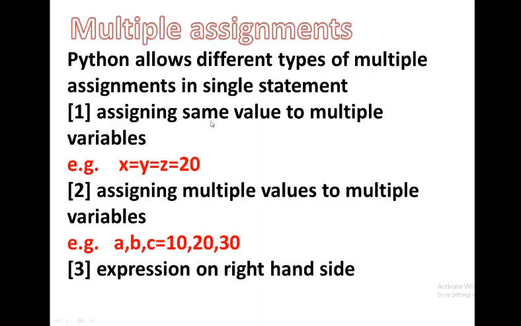Now expression on the right hand side. You can have it like this also, a plus b. Always the expression should be on the right hand side. On the left hand side, variables should be there. It should not be replaced by anything else. So a, b, c. Then on the right hand side, you can have expressions like a plus 1 or a plus b or a minus b.